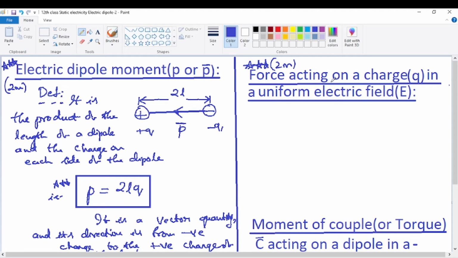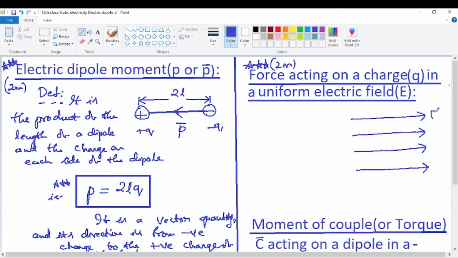So what is this? The force acting on a charge q in a uniform electric field. Now consider a uniform electric field. A uniform electric field consists of electric lines of force which are exactly parallel straight lines and which are equally spaced. Equally spaced means the spacing between any two adjacent lines of force will be exactly the same. Here the spacing between the first and second lines of force is say 2 units. Next, second and third also 2 units. Third and fourth also 2 units.